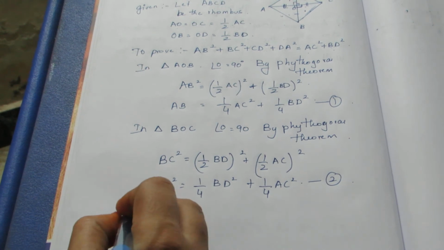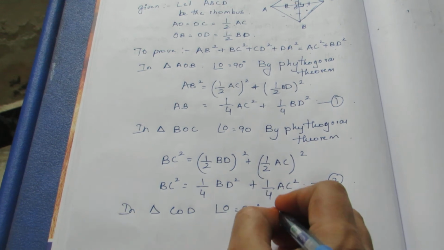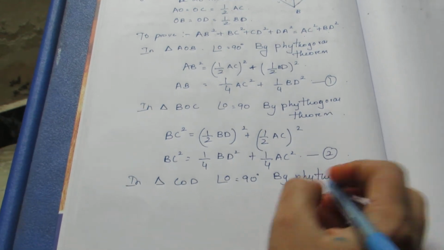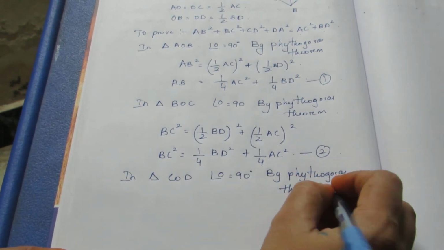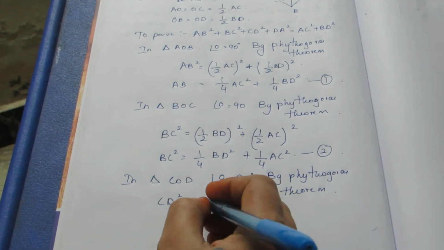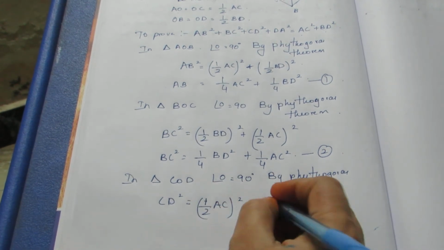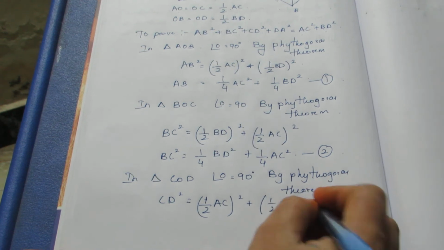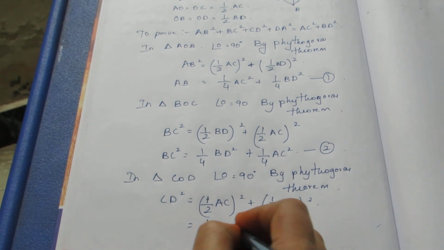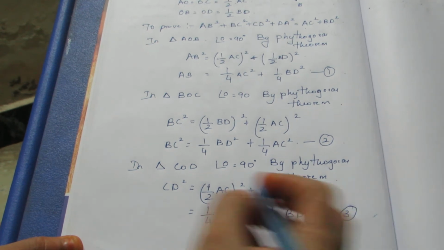Now let me take another triangle. In triangle COD, in the same way, angle O equal to 90 degrees. By Pythagoras theorem, CD square equal to OC square plus OD square. OC square is half AC the whole squared plus half BD the whole squared. While squaring we get 1 by 4 AC square plus 1 by 4 BD square. This is equation 3.